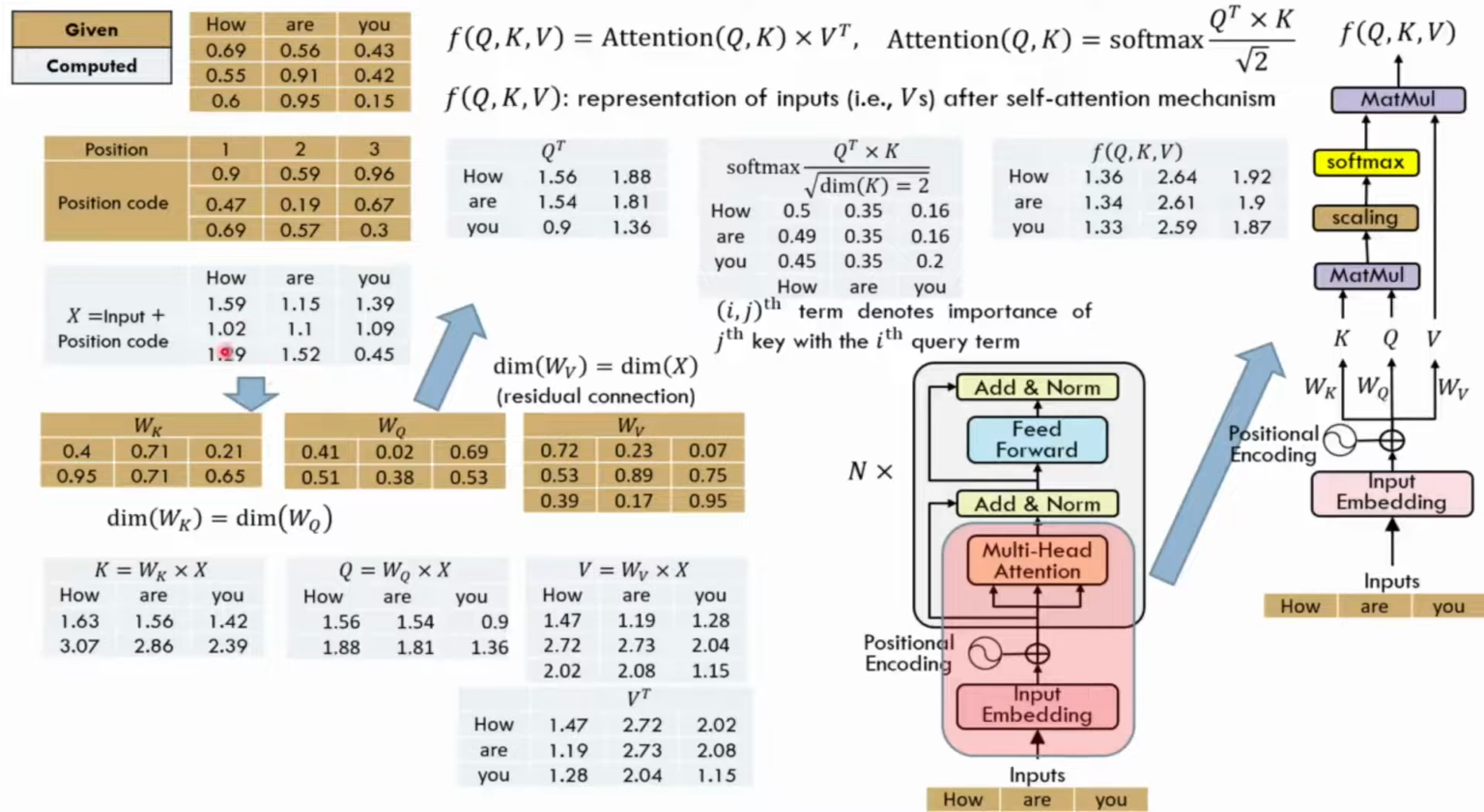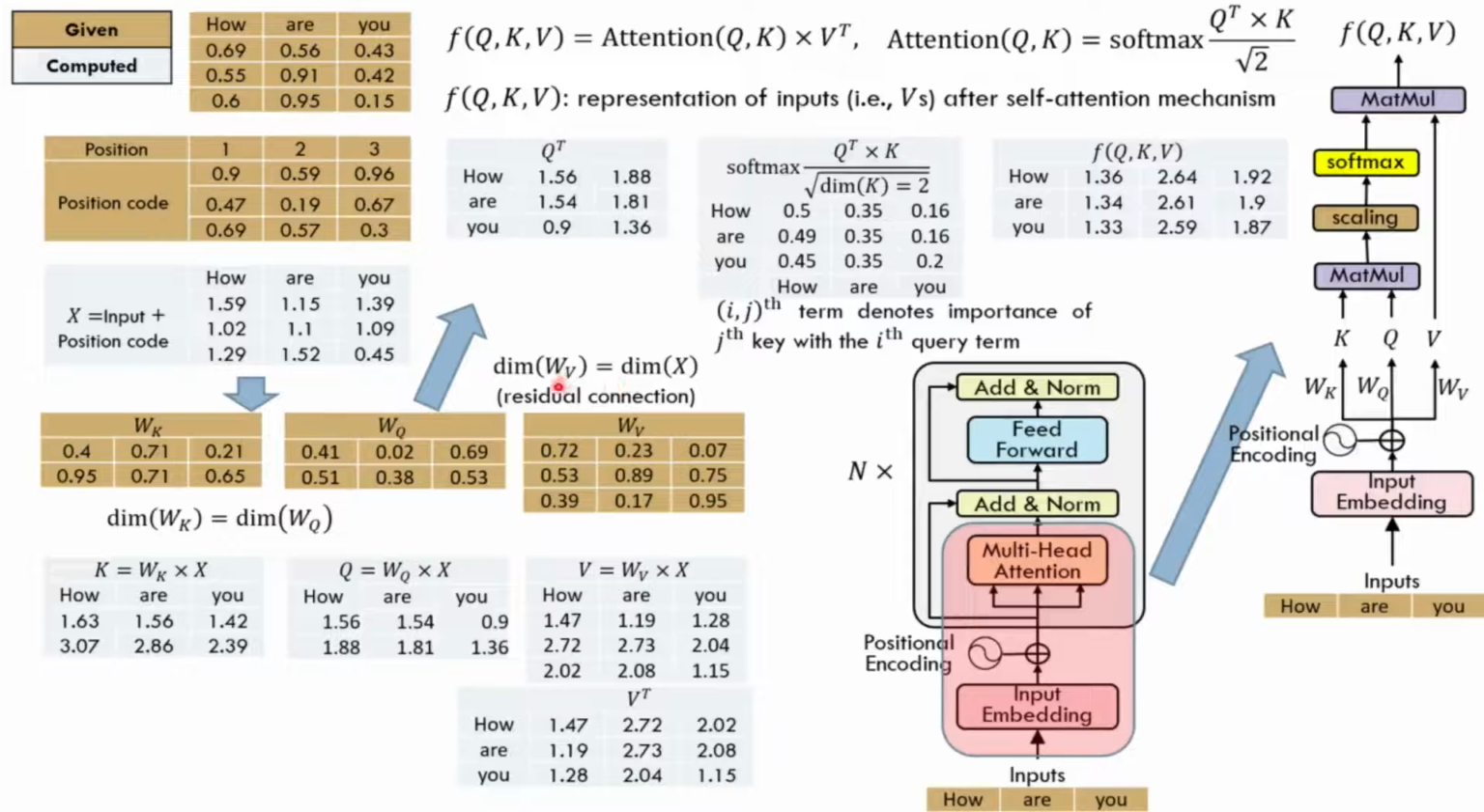Now using this, the next step is to compute the K, Q, and V matrices. Assume that WK is the weight matrix corresponding to the key, WQ is the weight matrix corresponding to the query, and WV is the weight matrix corresponding to the values.